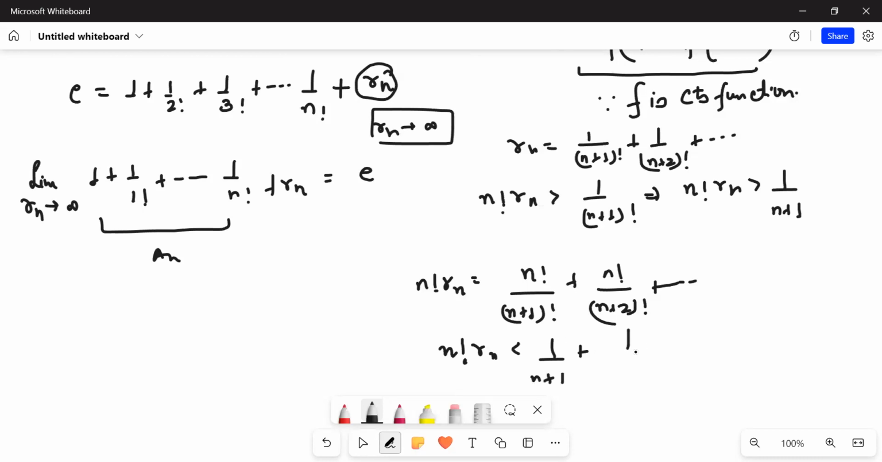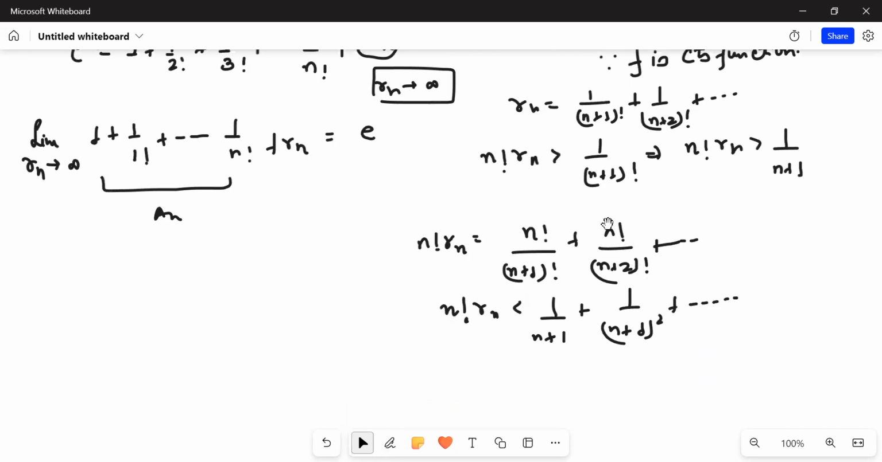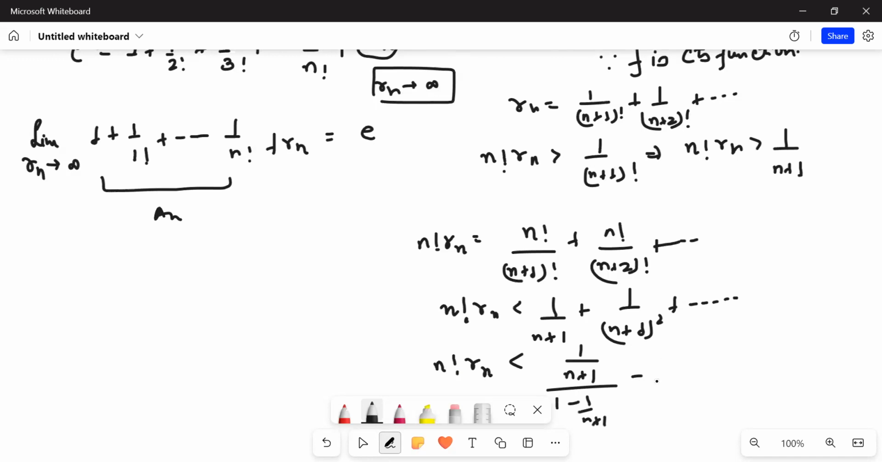This is fine, but here you see the same technique that we used, if I write infinite times. Because see, n factorial cancelling n plus 2 factorial will give you n plus 2 into n plus 1. So again, using the same, I can write this. So if I think what would be the upper bound of n factorial Rn, n factorial Rn can be written less than 1 upon n plus 1 upon 1 minus 1 upon n plus 1. Clearly, this is 1 upon n.